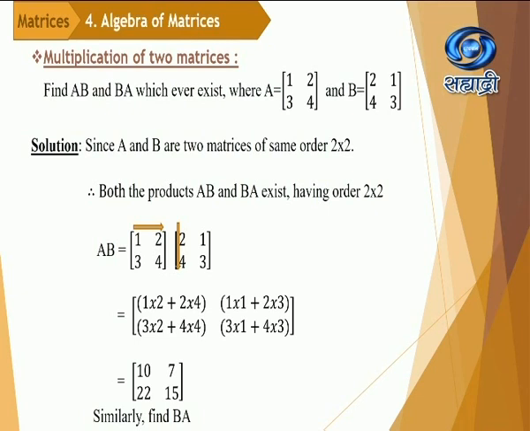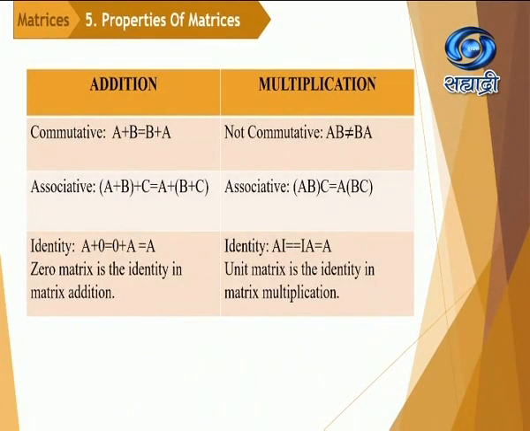Then move to the second row. Second row, first column, 3 into 2 plus 4 into 4. Then second row, second column, 3 into 1 plus 4 into 3. So if we multiply these things, we have 10, 7, 22, 15. So here is the product AB. Similarly, by changing the position, you can find the product BA.